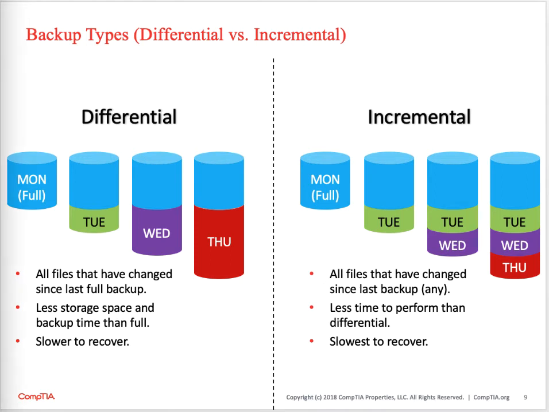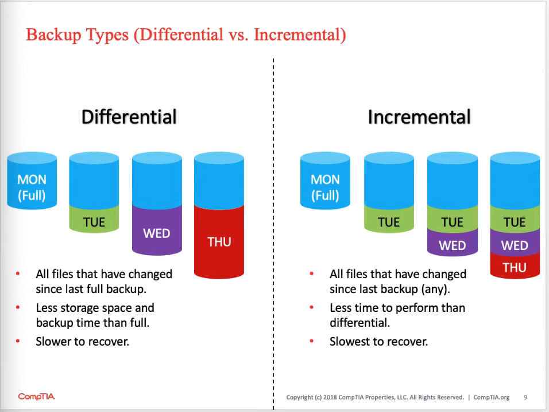After that, we have two others. We have a differential backup and an incremental. So a differential backup is going to be all files that have changed since the last full backup, right? So when differential backups are used, we have to restore the last full backup plus the most recent differential backup. So differential backups are going to take less storage space. They're going to take less time. However, they're said to take a longer time to recover.